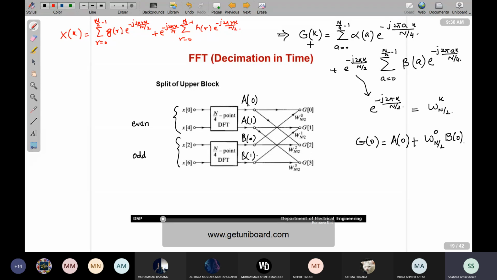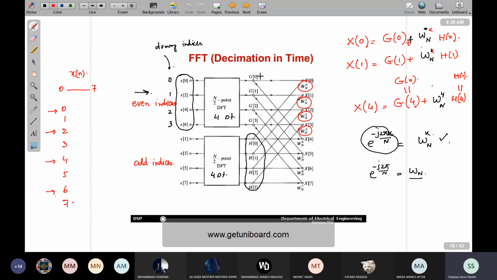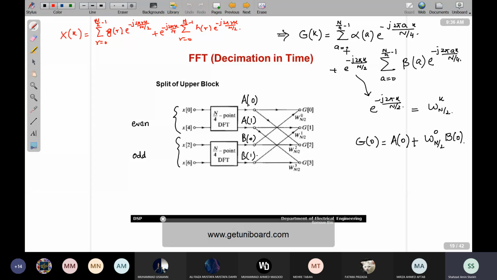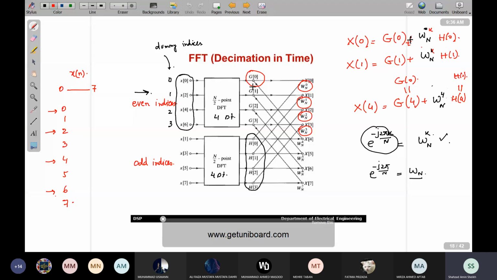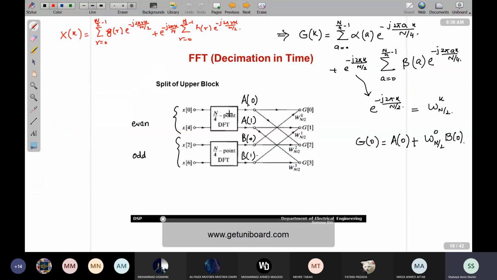Now let's look at this. We are going to the lower level. Now we have to calculate G's. How is G calculated? How are G of k's calculated? G of k is equal to, dummy variable, here it was r, here we have brought in a. a is between 0 to n over 4 minus 1. Here it was n over 2 minus 1. We were splitting an n point sequence into two n over 2 point sequences. Here what I'm doing, I am splitting this n over 2 point sequence into two n over 4 point sequences. So a is between 0 to n over 4 minus 1.